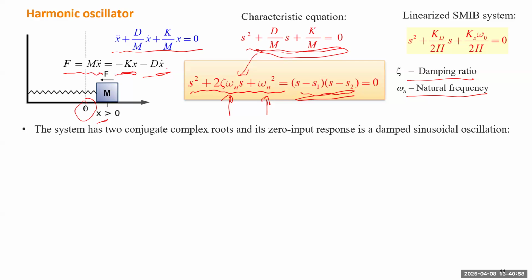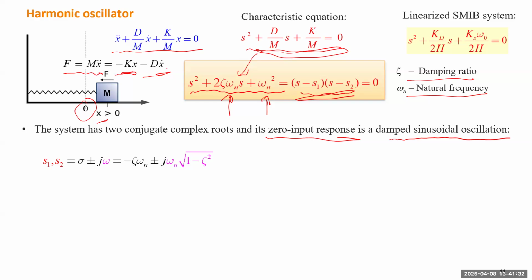If there's no input on the system, and you only release that object from a place different from the equilibrium, that is called zero input response. So it will become an autonomous system oscillating around the equilibrium, and the trajectory of oscillation for the state variable will be a sinusoidal waveform with decaying amplitude.